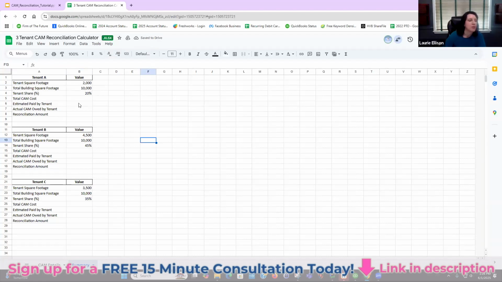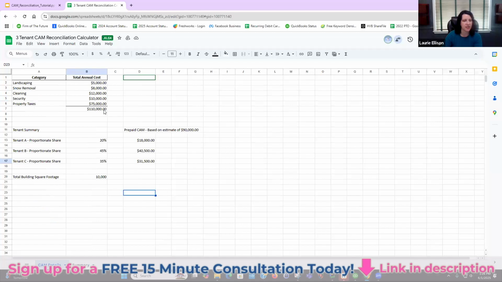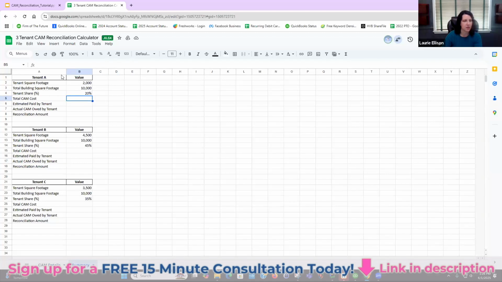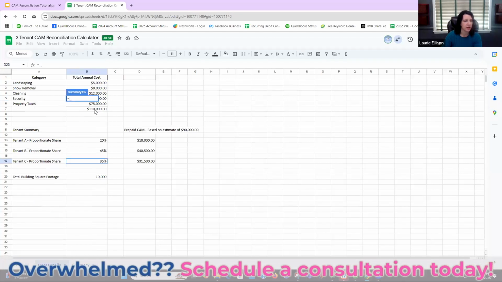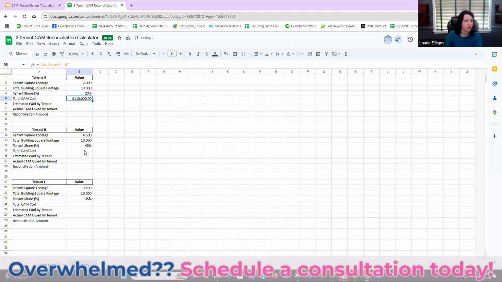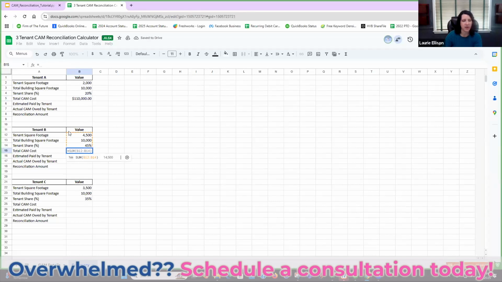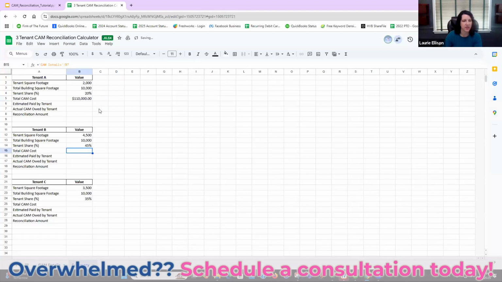Okay. Total CAM cost. That is our summary here that says it's 110,000. So I'm going to go over here. I'm going to pick 110,000. Now, of course, you would only give them their little breakdown. You're not going to show them what the other tenants paid.